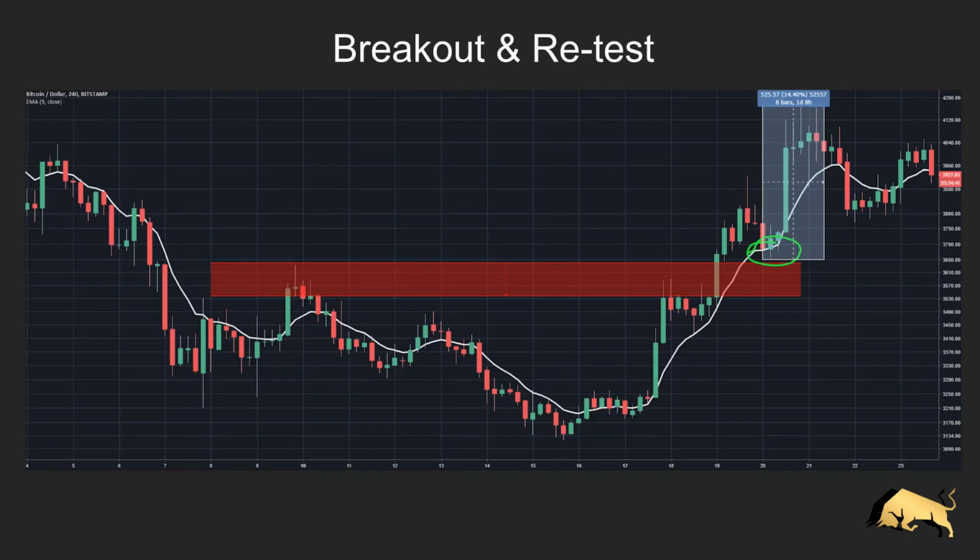And then the third one is called the Breakout and Retest. I'm not sure this is an exact technical name, but this is how I like to call it and how I've seen other traders calling it as well. And what is it? Basically, we have a pretty established resistance zone. Yeah, here with this red box.